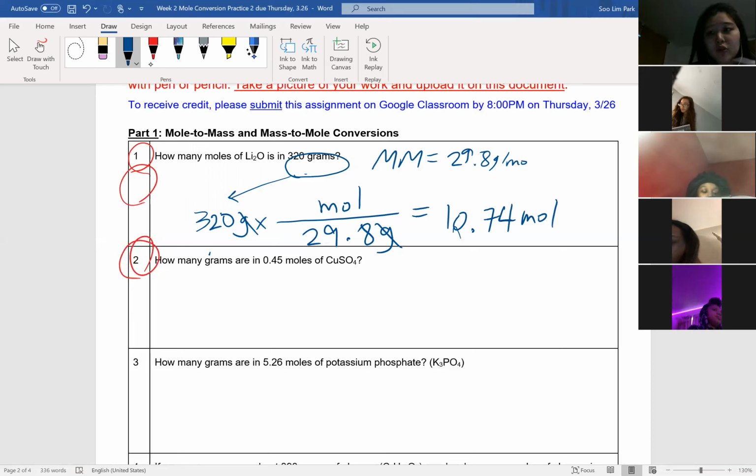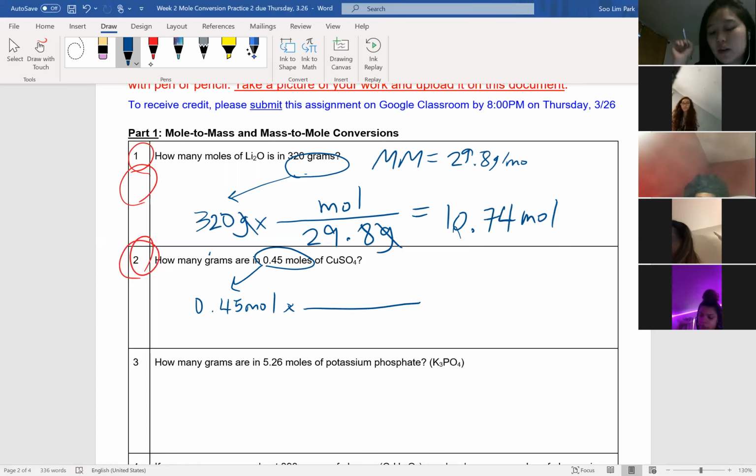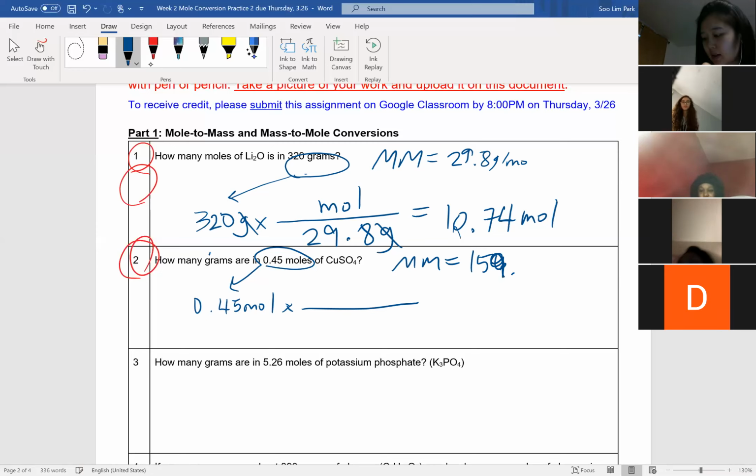Let's do number 2. So we're given moles. How many grams are in 0.45 moles of copper sulfate? So we have to solve for molar mass first. Copper sulfate has a molar mass of 159.61 grams per mole.